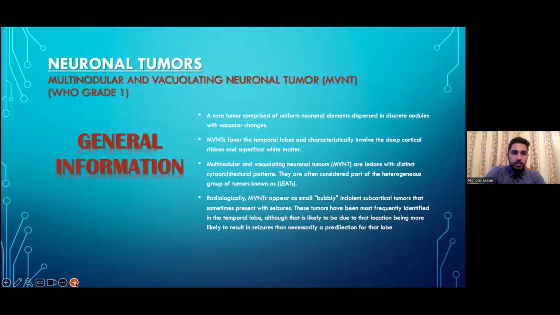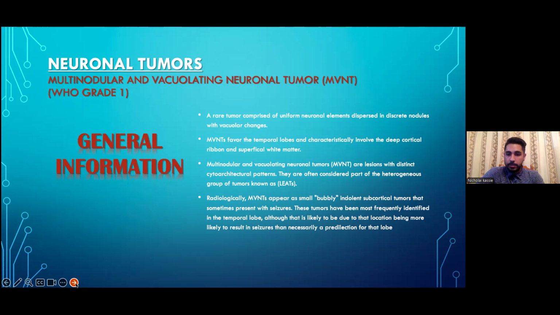Moving on to multinodular and vacuolating neuronal tumors, MVNT, WHO grade 1. These types of tumors are rare tumors comprised of uniform neuronal elements dispersed in discrete nodules with vacuolar changes. MVNTs favor the temporal lobes and characteristically involve the deep cortical ribbon and superficial white matter. MVNTs are lesions with distinct cytoarchitectural patterns. They are often considered part of the heterogeneous group of tumors known as LEATs.